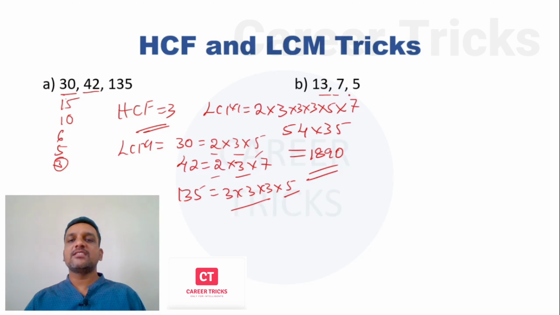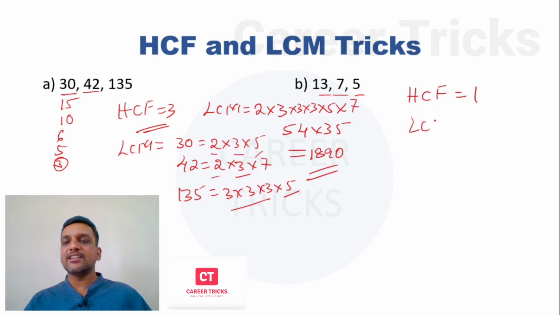Next, we are checking with these three numbers. When you check these three numbers, all three are prime numbers. We will not do any calculation here. What we have to do? We can directly say that HCF is 1, because except 1, there is no common factor in this.